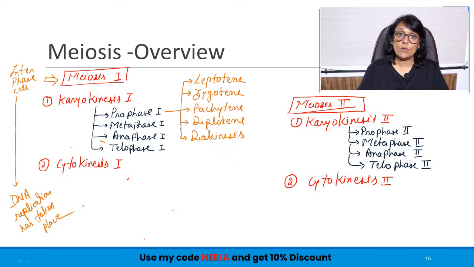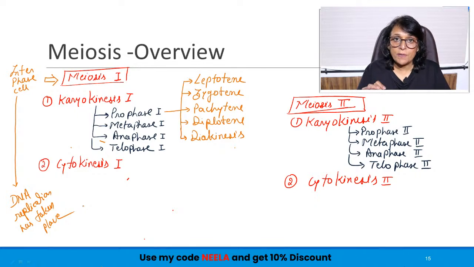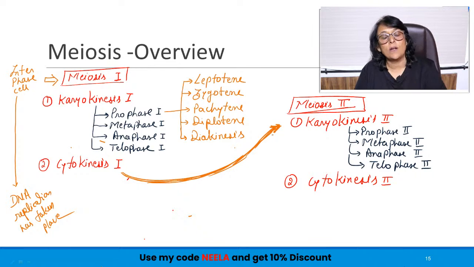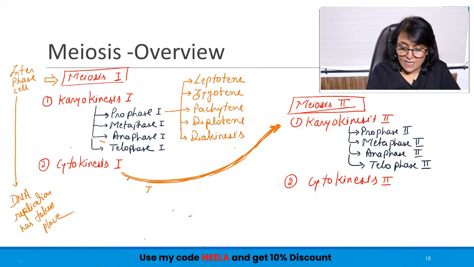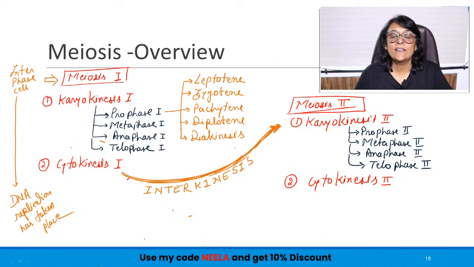And after cytokinesis, when the cell has to divide one more time, don't you think it requires some raw material, ATP, some preparation? So, between cytokinesis 1 and karyokinesis 2, there is a short preparatory phase, and this is known as interkinesis.